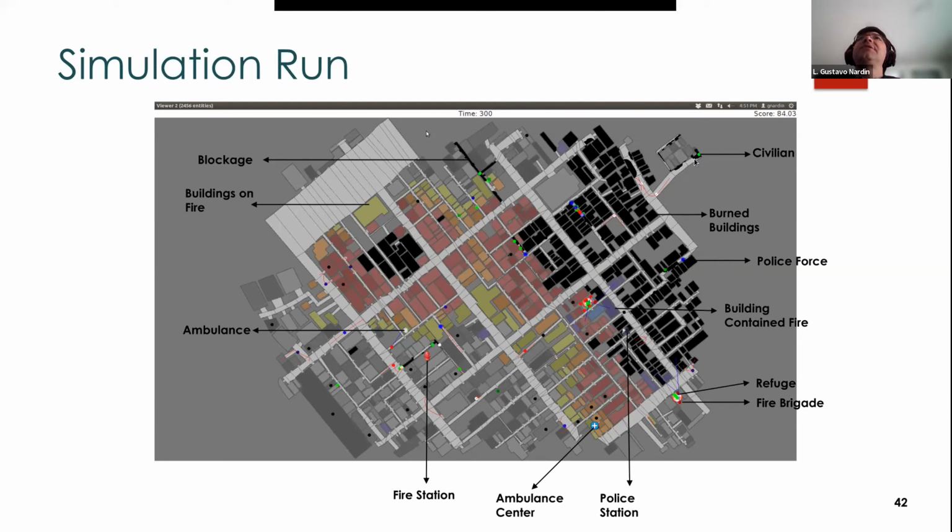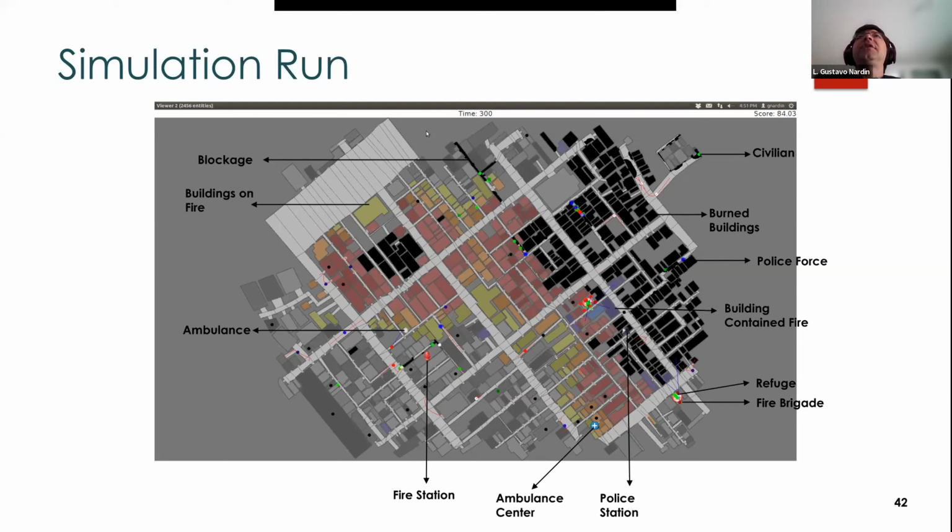For instance, this one is blocked in the road, in a blockade. And we may have some civilians here that are dead inside some building that burned. These are also burned civilians, and these are the ones moving around.